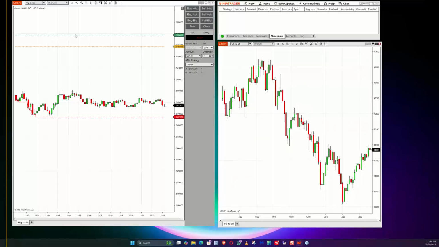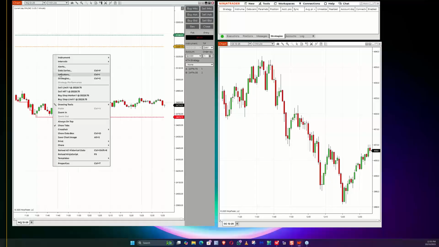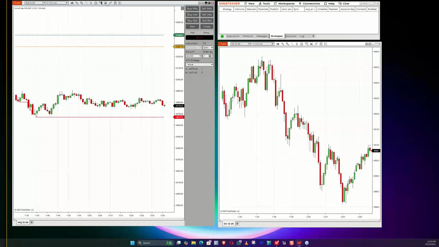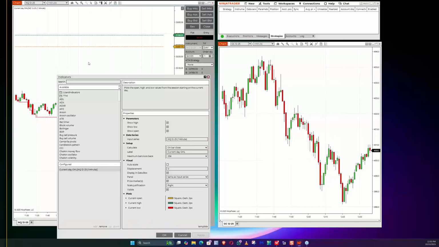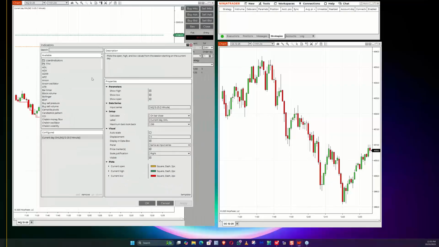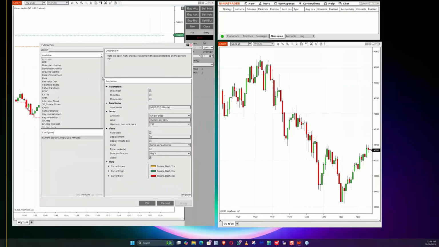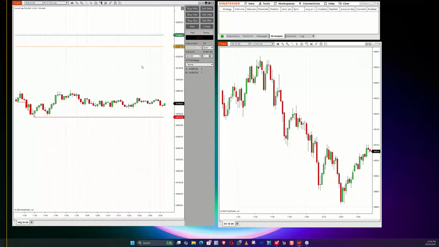So first things first, we put our high of day, low of day, current OHL. Right click, or if you want to save time, just click the indicator button and it opens up that screen, and that was the current day open, high, low. It's default perfectly set up. You just okay it and we've got our open highs and lows on the chart.